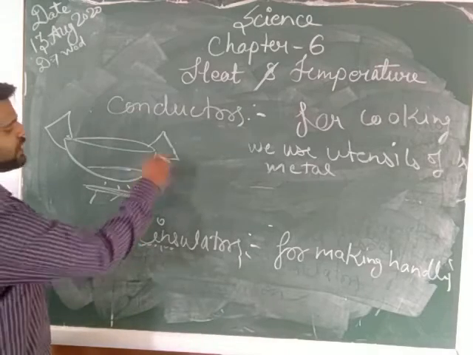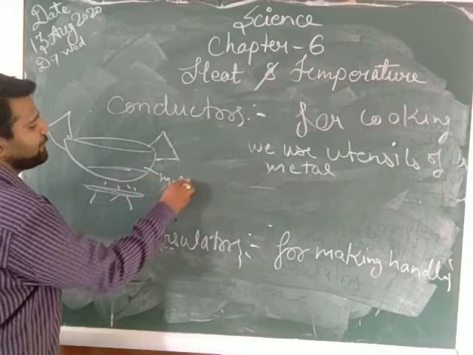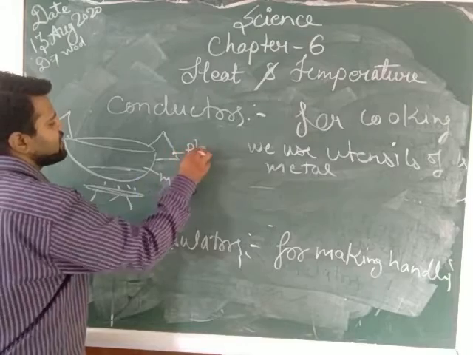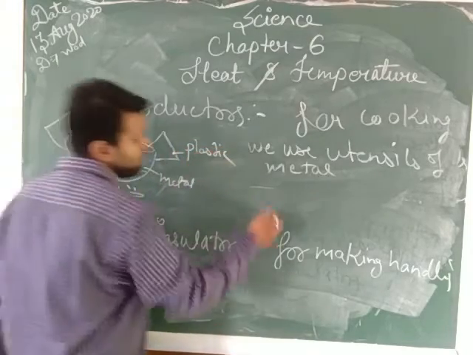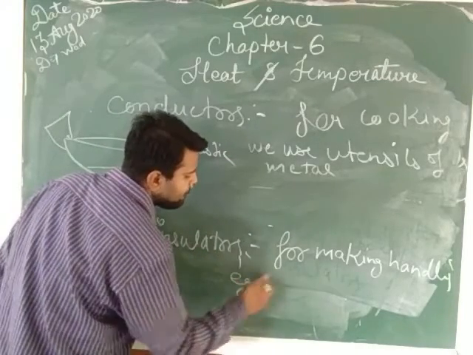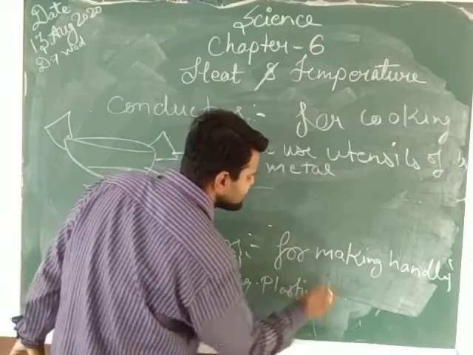What is the use of insulators? This is made up of metal and this is made up of plastic. So we know plastic handles.